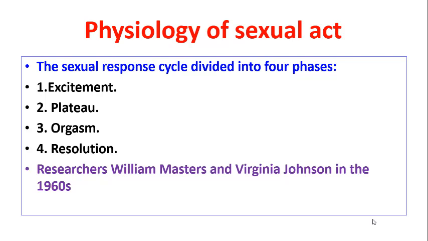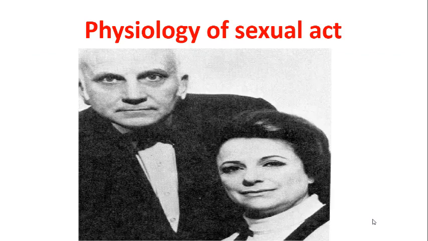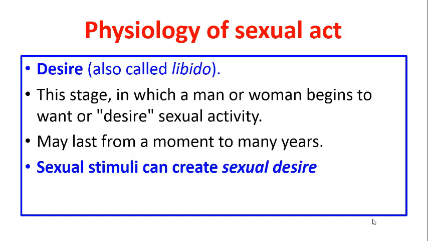The first phase is the excitement phase or arousal phase. The second phase is the plateau phase. The third phase is orgasm. And the last and fourth phase is resolution. This is Masters and Johnson. These 4 phases are preceded by a phase called the desire phase, but because it has an ill-defined duration, it is not listed among the 4 phases.